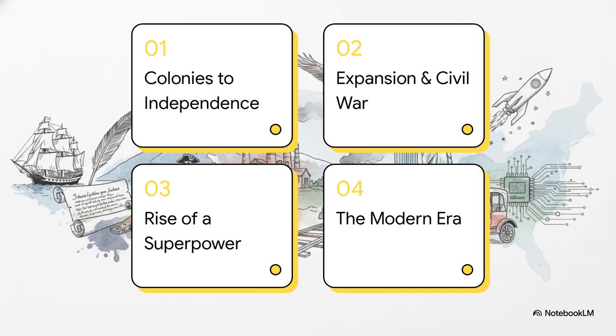Here's our roadmap for today. We're looking at four main eras. First, colonies to independence, then expansion and the Civil War, third, the rise of a superpower, and finally, the modern era. Let's get right into it.